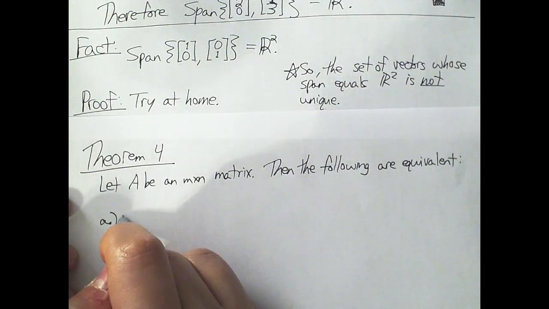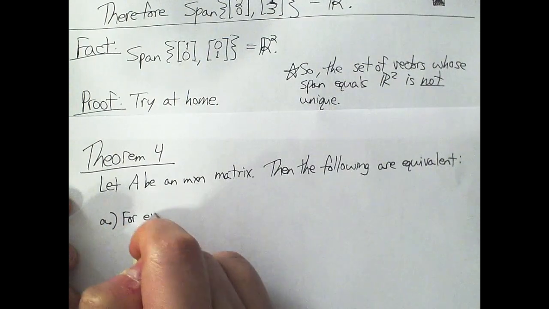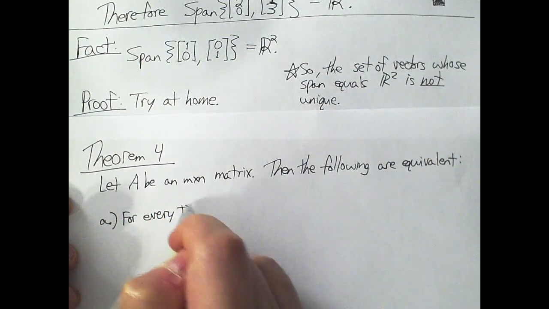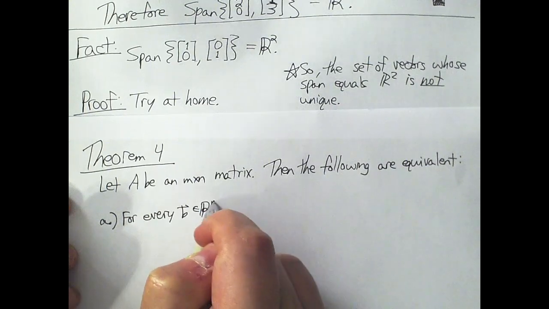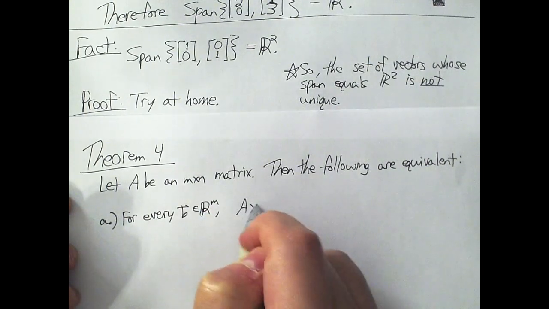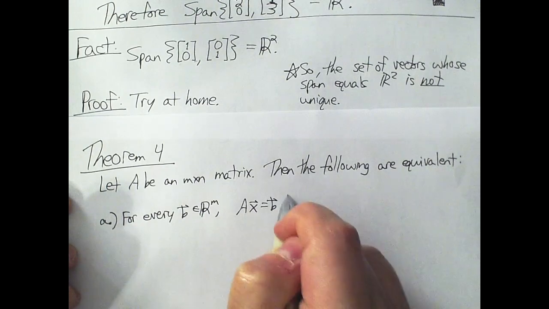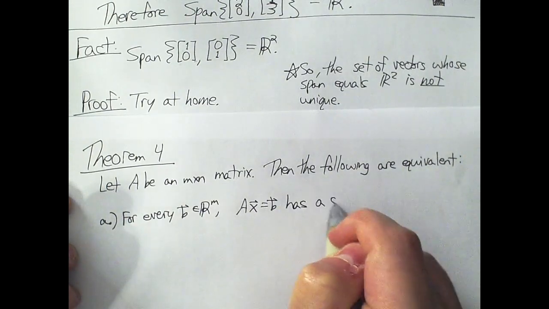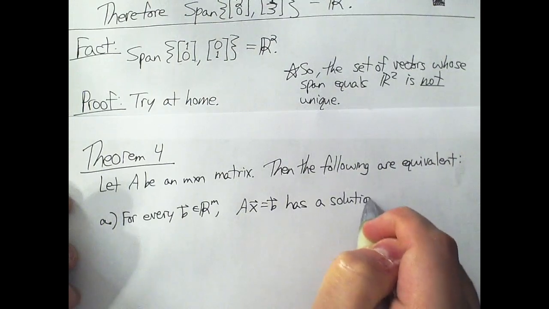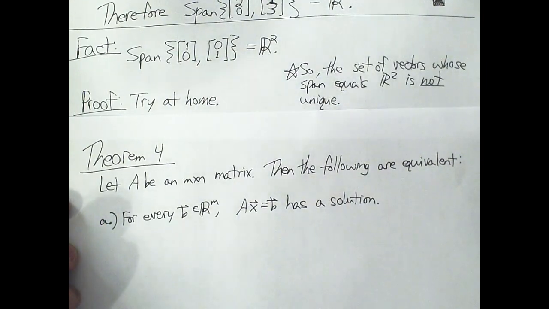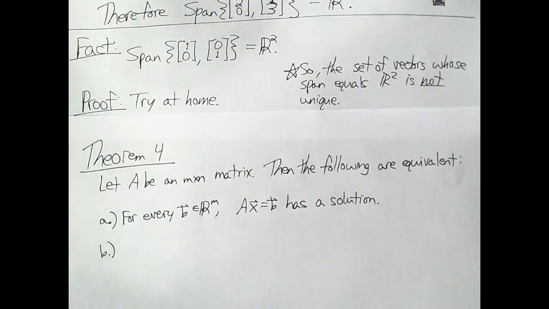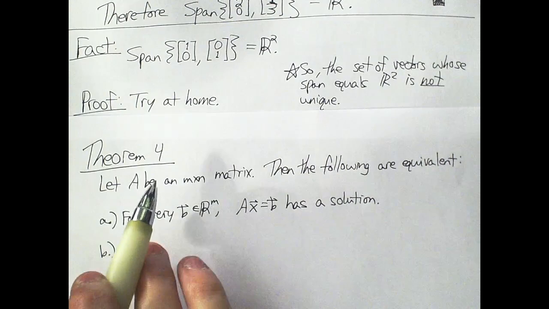First statement. For every B in Rm, AX equals B has a solution. Okay, this theorem right now, it doesn't really mean anything yet until I start writing subsequent statements. We're going to say some other statements that are equivalent to that first one.